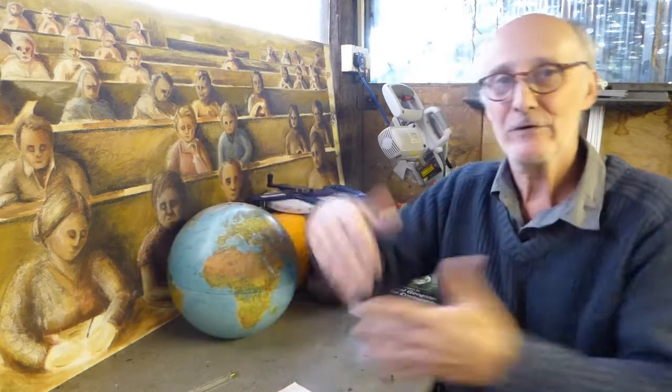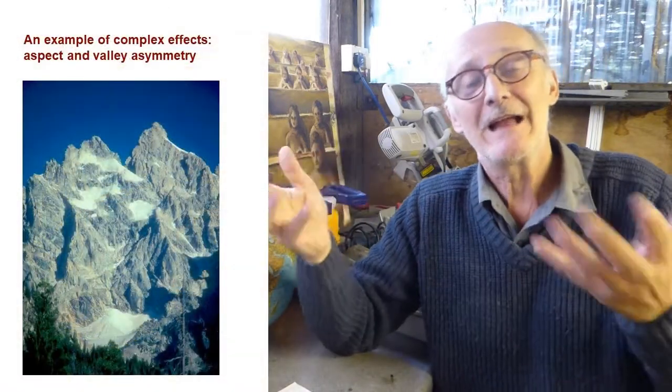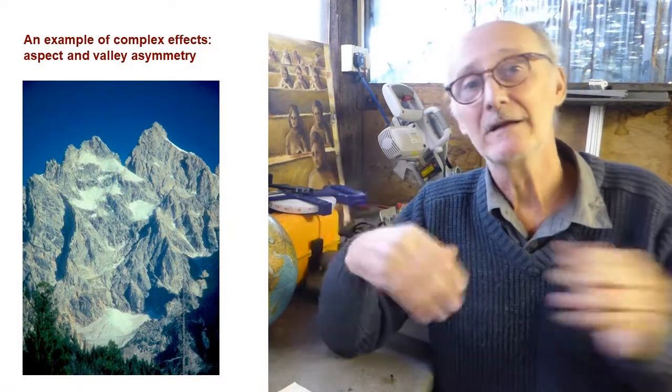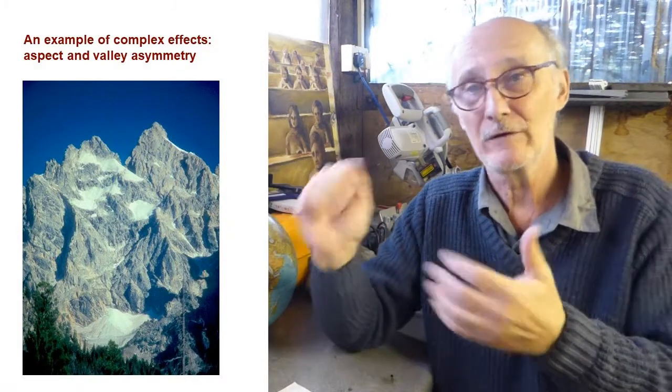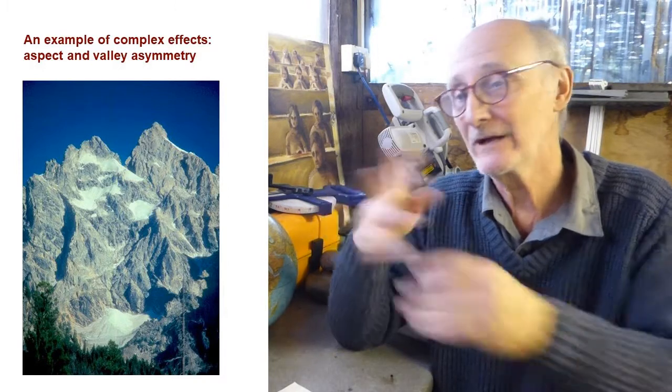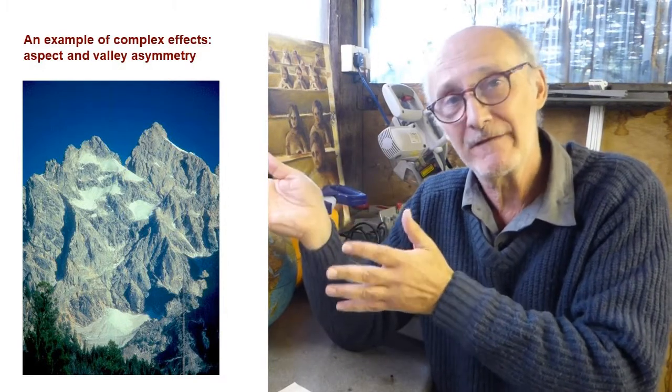The same is true of a valley. You have a sunny side and a shady side, or a mountain. You have a sunny side, a shady side. You have a side which is pointing towards the equator, a side which is pointing towards the pole, a side which is pointing into the prevailing wind, a side which is pointing away from the prevailing wind.